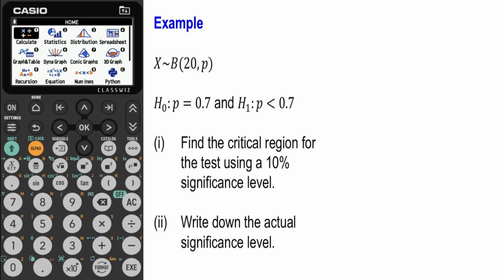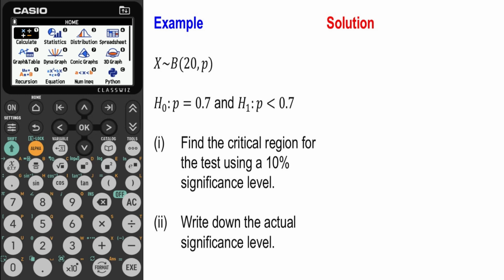In this question, we are given that x is binomially distributed with parameters 20 and p. We have the null hypothesis, p equals 0.7, and we have the alternate hypothesis, p is less than 0.7. For the first part, we have to find the critical region for the test using a 10% significance level, and then for the second part, write down the actual significance level.